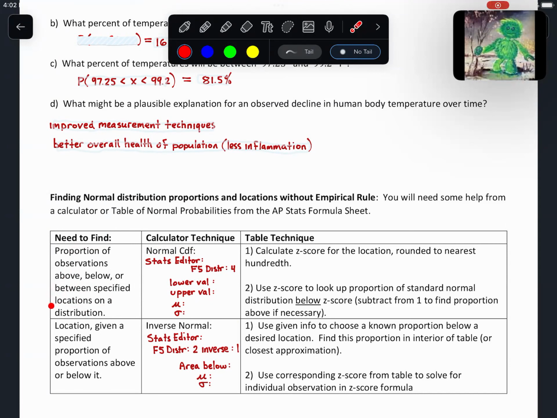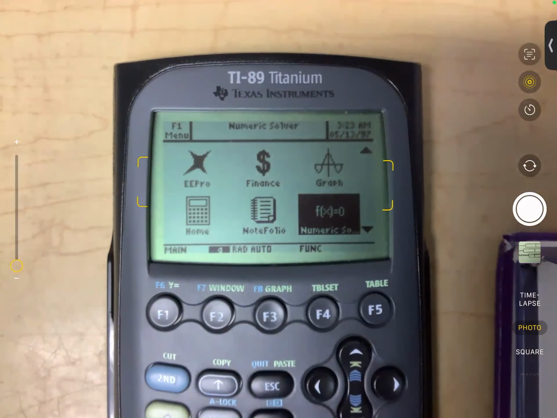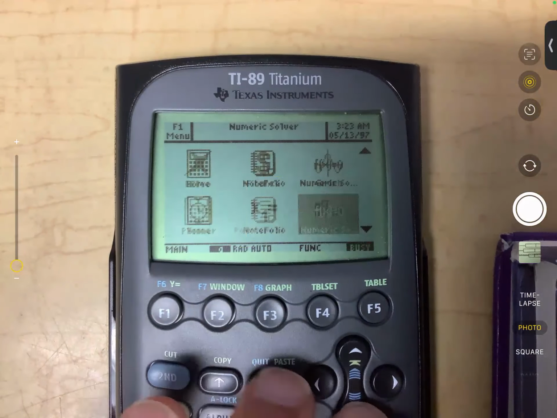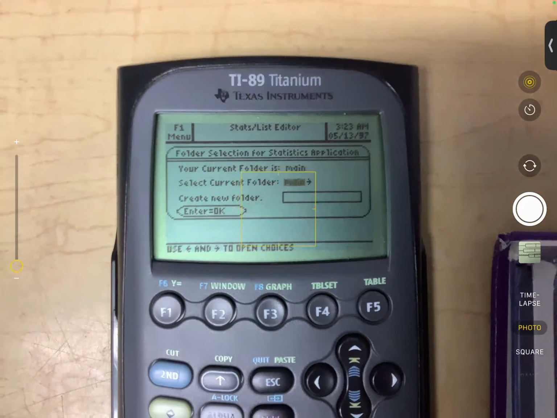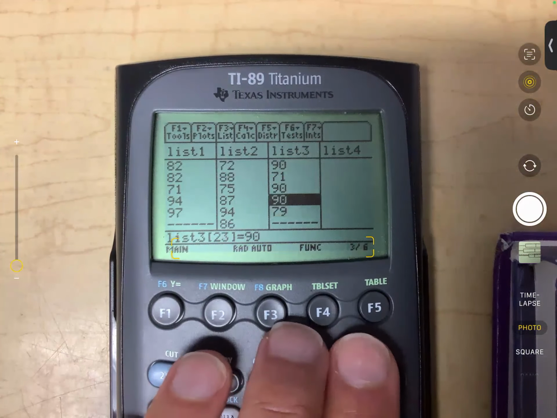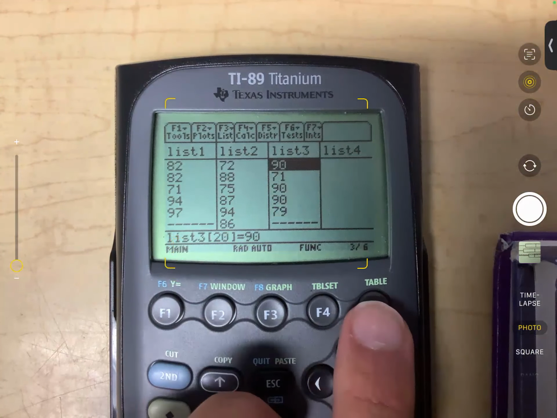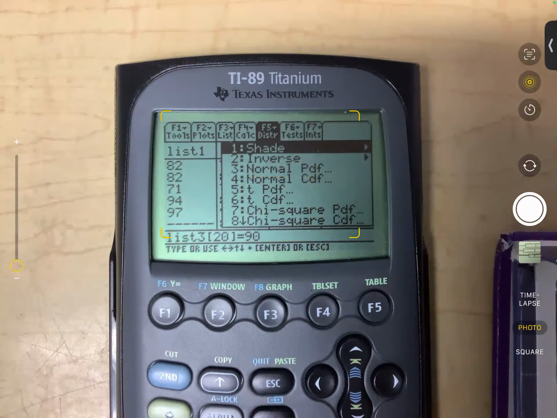Actually, let's do it right now. I'll do an example before we jump into the other type of problem. I'm going to turn on my calculator just a second here. I'm going to switch over to my camera. Okay. So, unsurprisingly, we're going to head to the Stats app. And once you're in there, we're going to actually go to F5. And there it is, the fourth choice down, normal CDF.